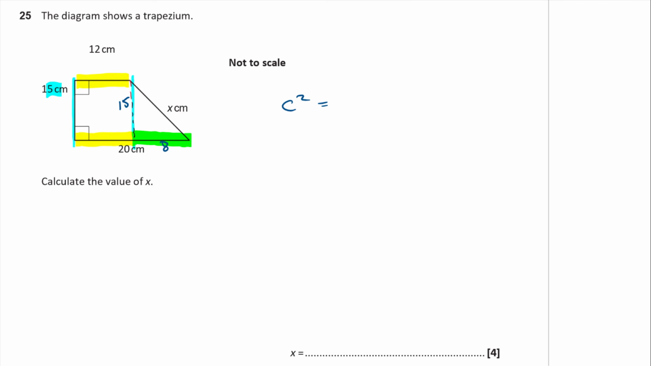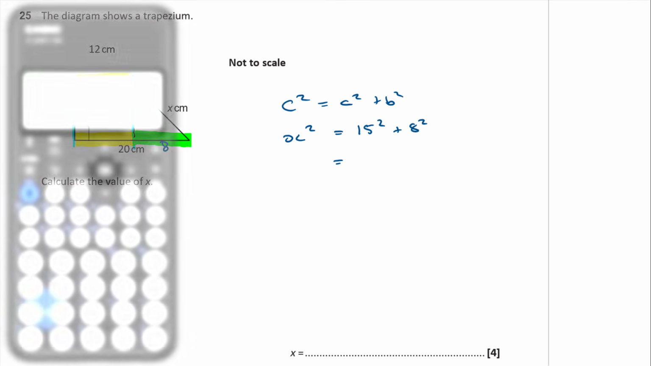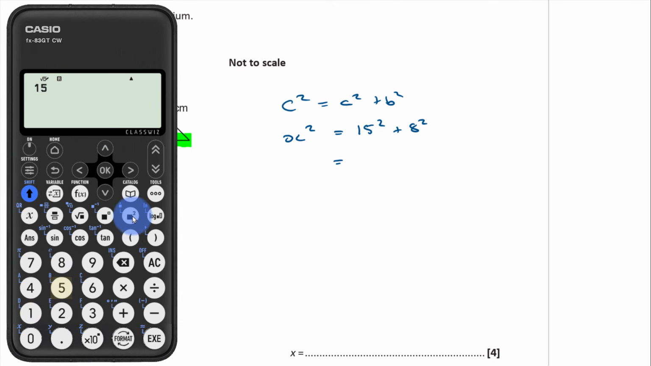c squared equals a squared plus b squared, except I don't have c here. I've got x, so x squared is equal to 15 squared plus 8 squared. Subbing my two numbers in. 15 squared is 225, isn't it? 15 times 15, yep, 225. And 8 squared is 64. So adding those together, that gives me 289.